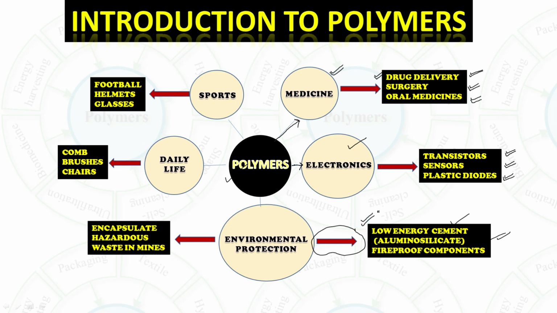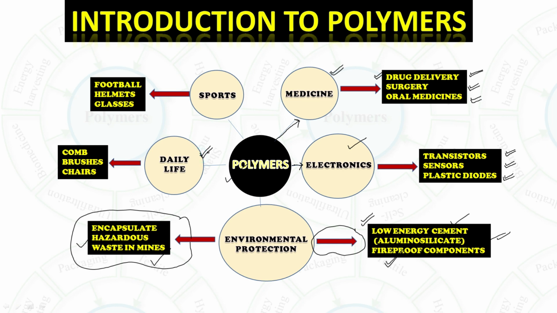In the manufacturing of low energy cement, this aluminosilicate is very important, and this is one aspect of environmental protection. Similarly, fireproof components reduce the energy, and in turn they play a very important role in controlling global warming also. Similarly, if someone is working in the mines or with nuclear hazards, then we can use various materials which can encapsulate hazardous waste in the mines or in nuclear power stations, and in these operations also polymers are of immense importance. You should know this thing. And then when it comes to daily life.